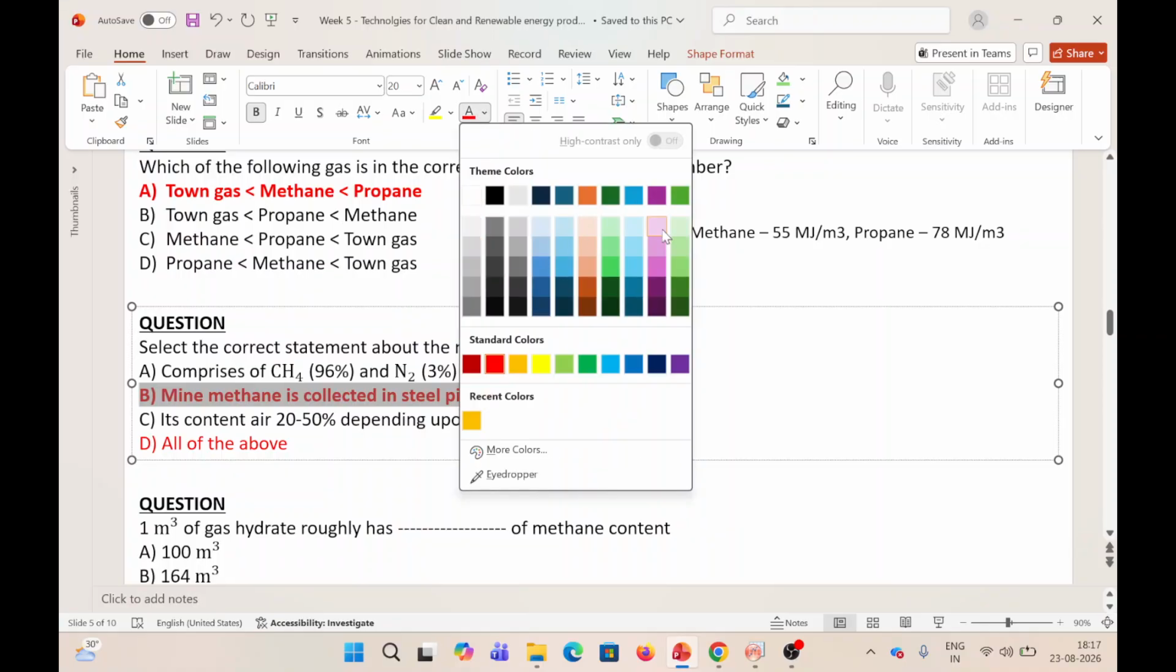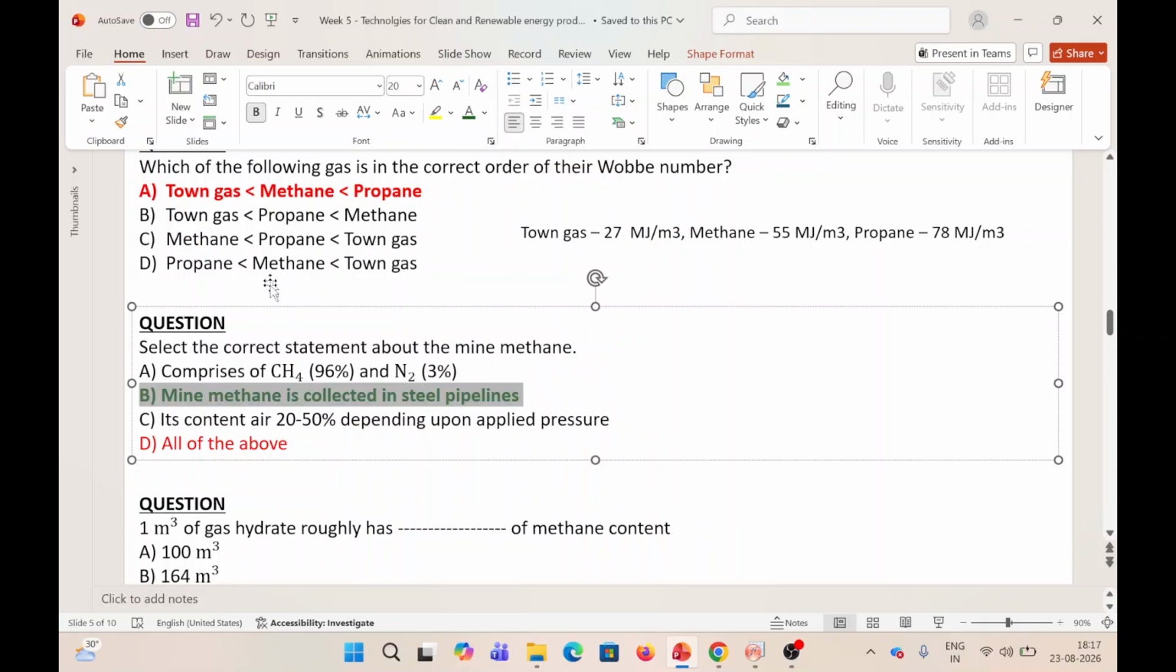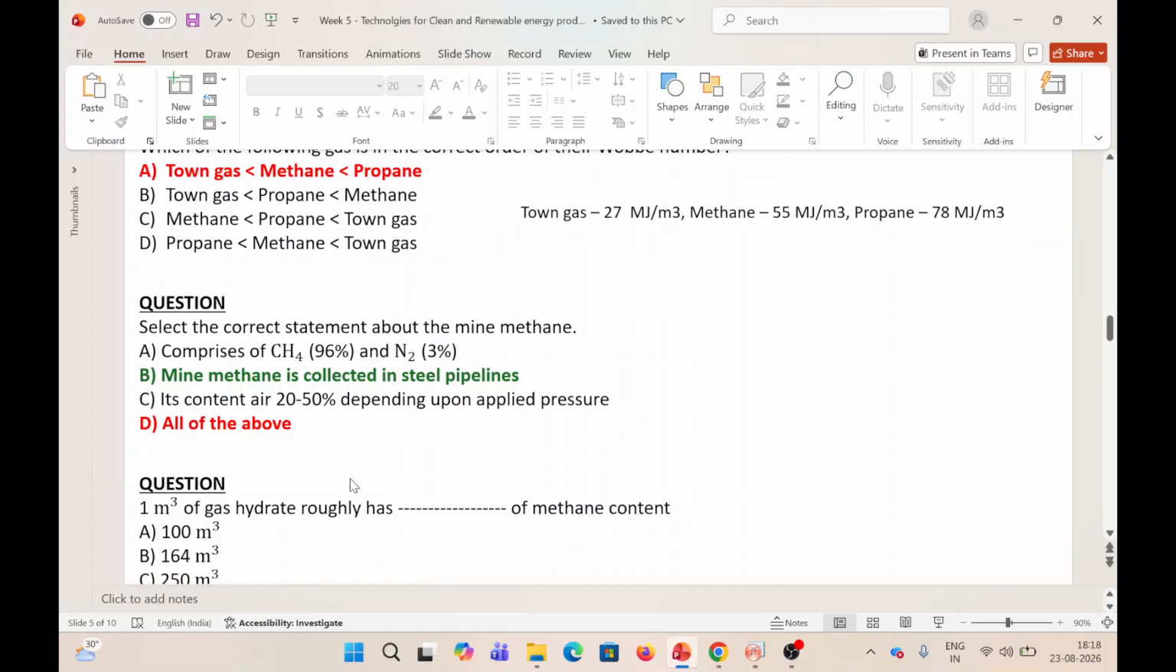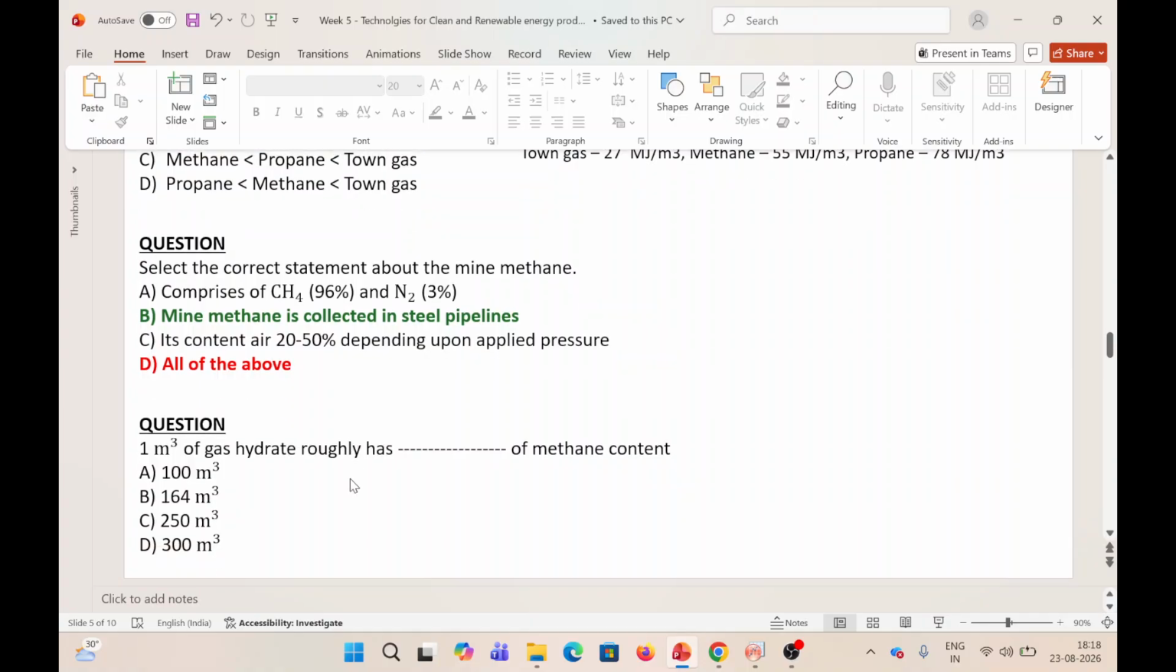I'm going to mark this in some other color. So the mine methane is going to comprise CH4 96% and nitrogen 3%, and it's actually collected in steel pipeline, and its air content is 20 to 50 percent depending upon the applied pressure. All the above are true about the mine methane. Moving to the next question.